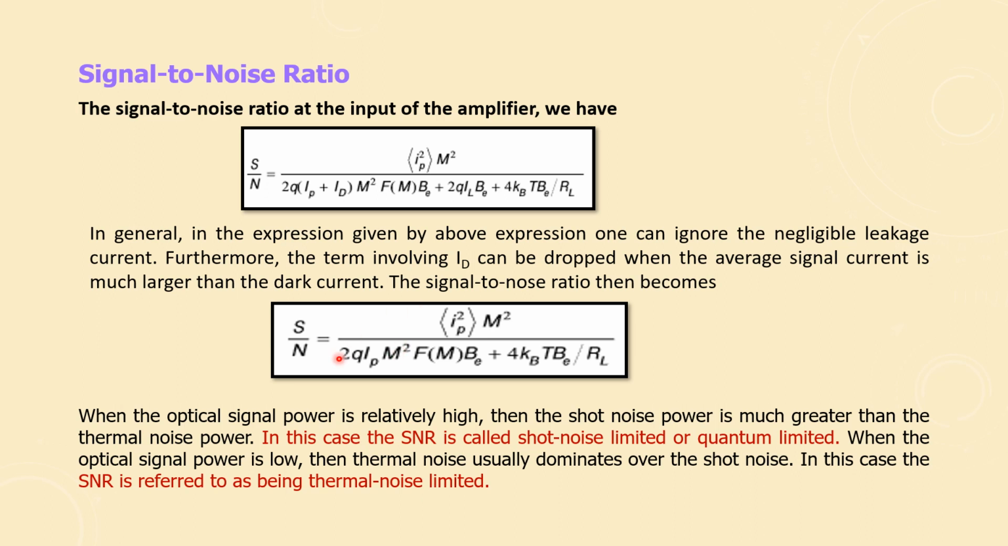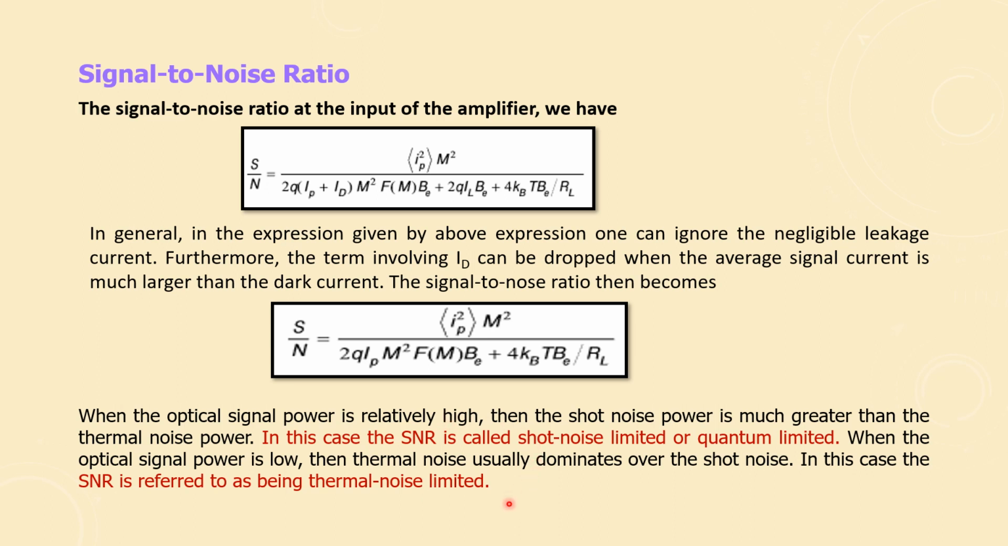Finally we can find out the signal to noise ratio. When the optical power is relatively high, the shot noise power is much greater than that of thermal noise. In that case the signal to noise ratio is called shot noise limited or quantum limited. When the optical signal power is low compared to the thermal noise, we call the signal to noise ratio thermal noise limited. So it is either quantum noise limited or thermal noise limited, based upon which noise is greater or smaller. So this is about the signal to noise ratio.